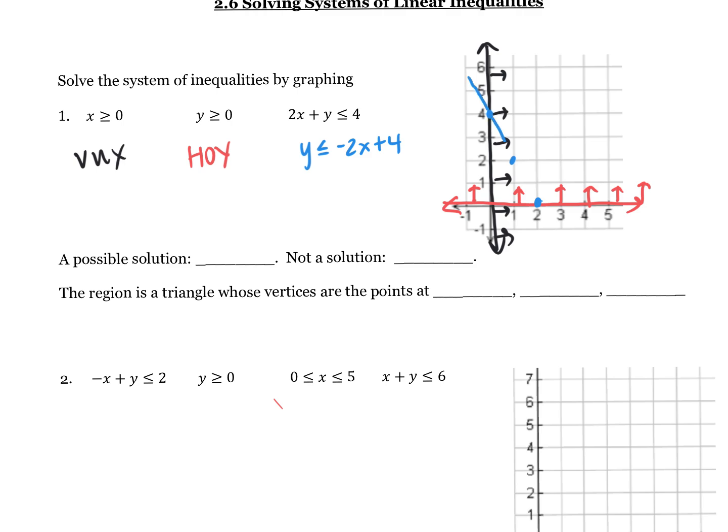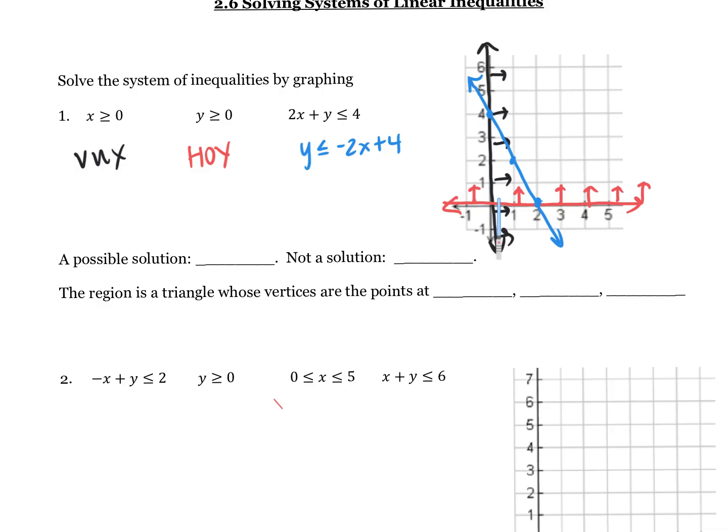Ooh, should all these lines be solid or dashed? They should be solid because they're all or equal to's, right? So they're all solid. Let's go pick a point. What's a point you want to choose to help us shade this one here? 1, 1. I'm down with 1, 1.